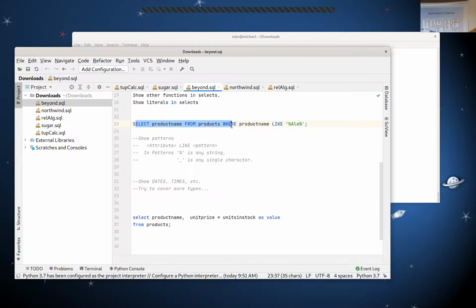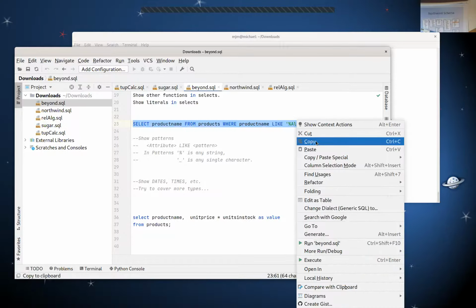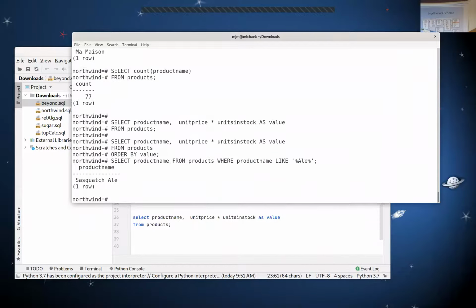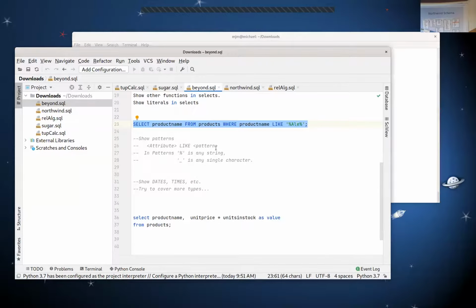Let's see here. I don't know what they had for different ALE types here, but let's just see. Sasquatch ALE. Sasquatch ALE matches because the Sasquatch space matches this part, and then you have ALE, and then this right here is matching nothing. Okay, so you have that kind of stuff that goes on in SQL.